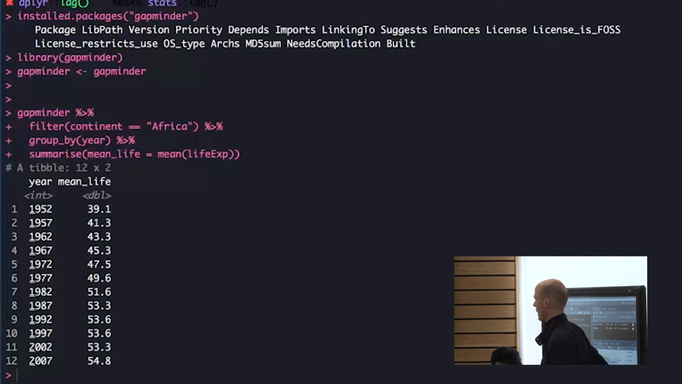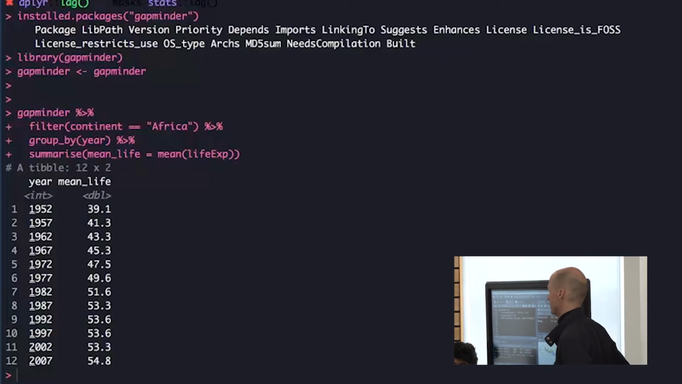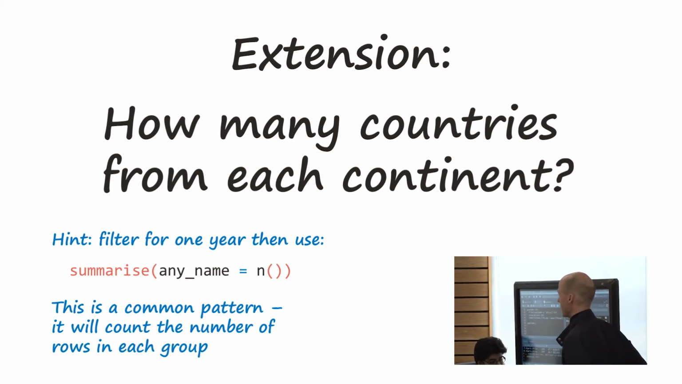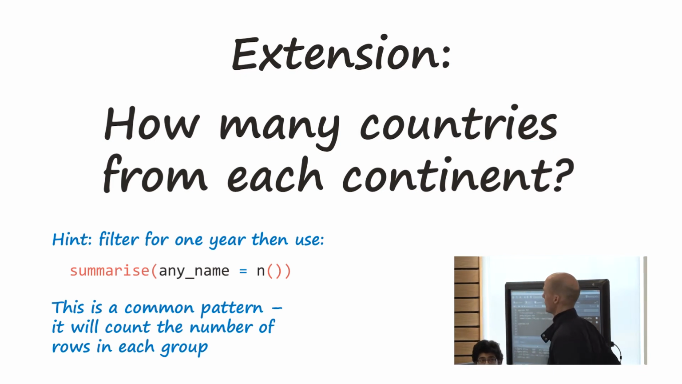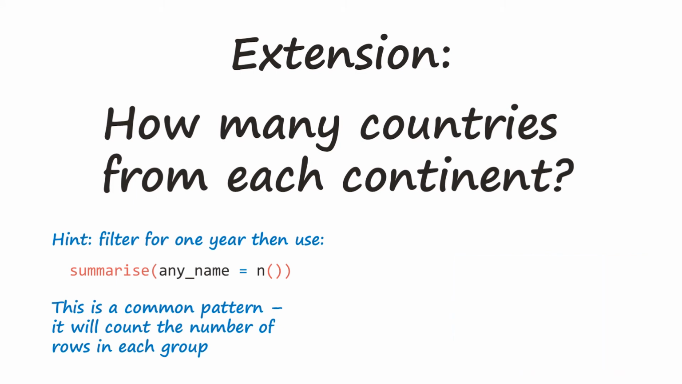So another common pattern is to count the number of rows for each group. How many countries from each continent? Do you want to have a go at that? I haven't given you many clues here. You probably want to group by continent and then use the hints that I gave you there.